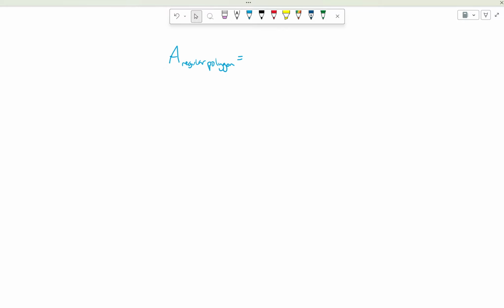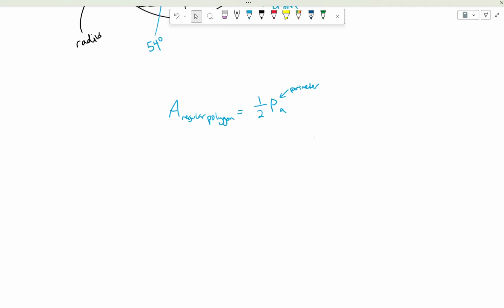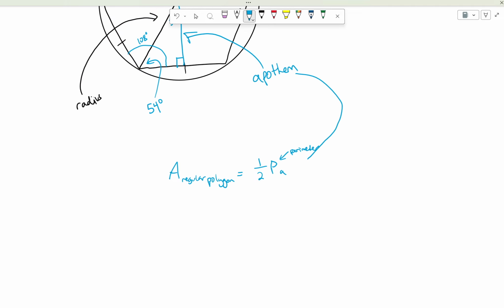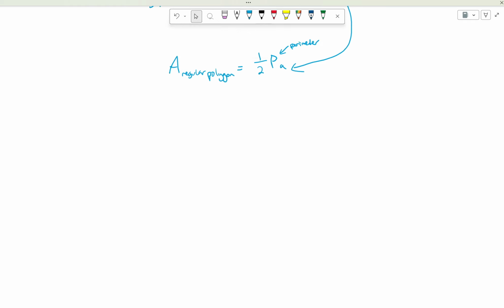Well, we can create what we call composite figures. But now since it's regular, every regular polygon has the same formula for its area, and it's 1/2 of the perimeter times the apothem. P is perimeter, and A is apothem.